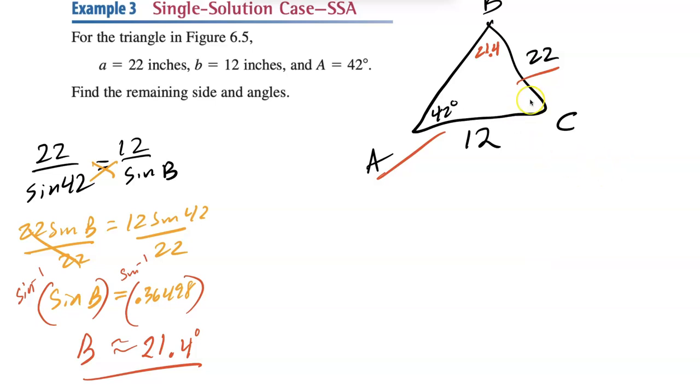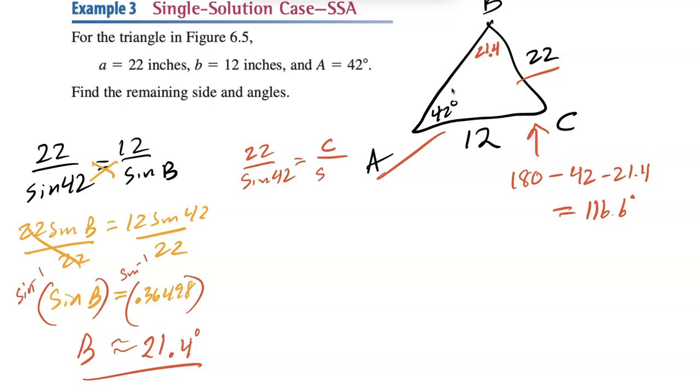Now we can use that to find our missing angle right here. So if I want to find out what angle C is, I'm just going to do 180 minus those two. And we get 116.6. And now if I want to find out side C, we're just going to do law of sines one more time. So I'm going to do 22 over sine of 42 equals C over sine of 116.6. Get rid of the sine of 116.6, we multiply both sides by it. And we get 29.4 equals C.